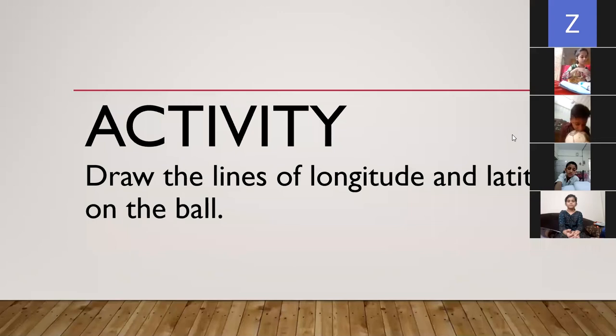Hashir, where's your ball? Where you have to do the activity. Oh no, it's so big, Hashir. I said tennis ball. Is it a tennis ball, Hashir? Hashir, it's not a tennis ball. Okay, oh yes, this is Abdullah Osman.